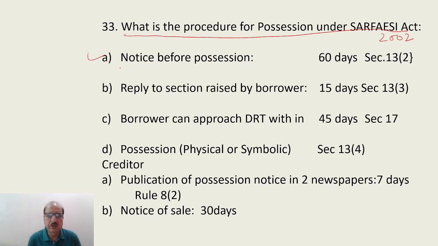First of all, notice for possession. When an account has become NPA and the borrower has defaulted, and the bank or financial institution or lending institution has decided to go under SARFAESI, the first procedure is to give a 60 day notice to the defaulted borrower before taking possession of the secured asset. Secured asset means a property or vehicle, whatever assets are secured. This notice is given under section 13(2) of the SARFAESI Act.